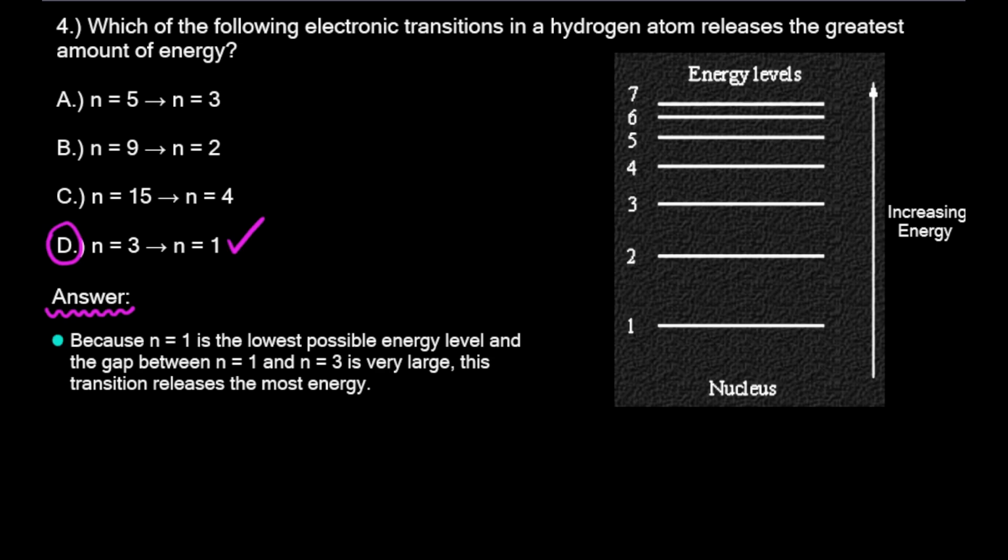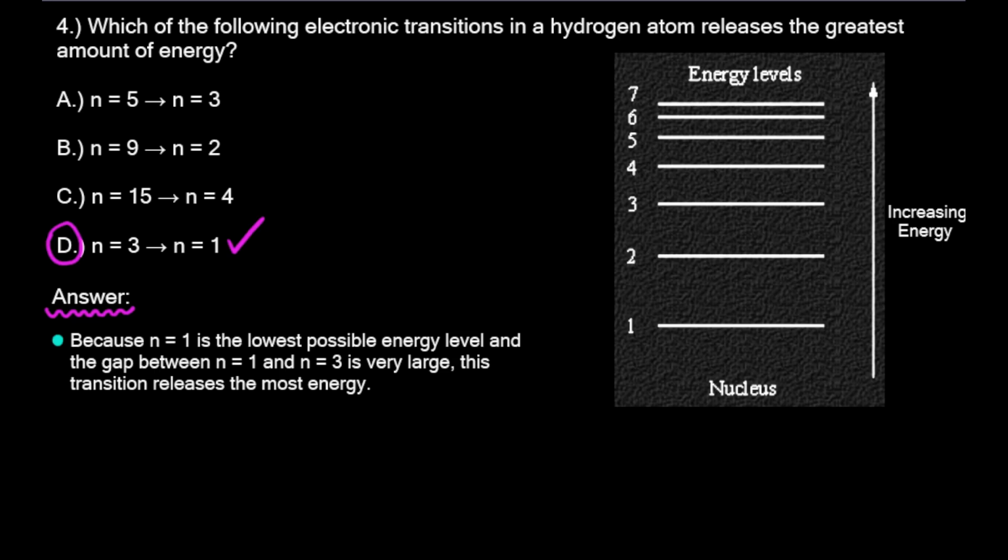Here's the solution to this problem. If you picked answer choice D, you are correct. Let's see why. The key idea to remember is this. The more energy an electron loses, the more energy gets released as light. Energy gaps between energy levels are not equal. The gaps between energy levels are much larger the closer the energy levels are to the nucleus, and they get smaller as you move further away.